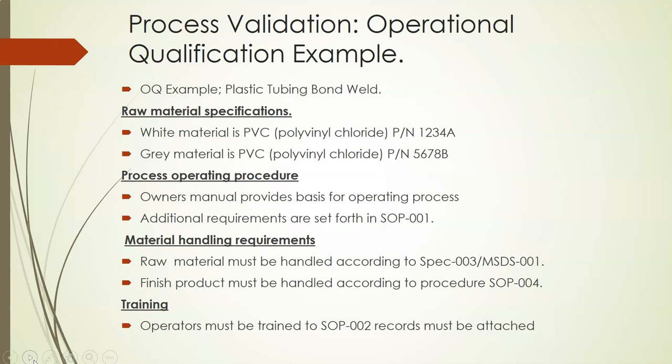The operational qualification will state how the process will be operated. The operational qualification will create a procedure, in this case SOP 001, and it will reference the owner manual for the source of its information. How we handle the material for the process will be documented and procedures will be created. In the example, a raw material and finished product handling procedure was created. Training procedures on how we operate the bonder will be created as part of the operational qualification. In our example, SOP 002 is created.